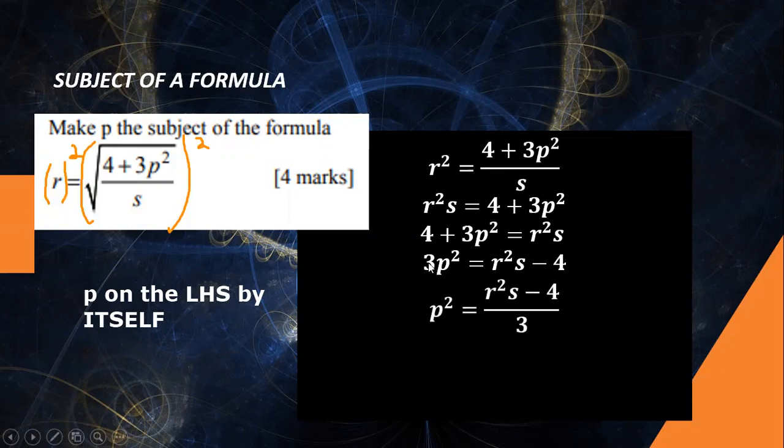Next, I'm going to divide both sides by 3, or take the 3 and place it underneath the r squared s minus 4. So we get p squared is equal to r squared s minus 4 over 3. Is p the subject? Put it in the comments. Is it the subject or not?